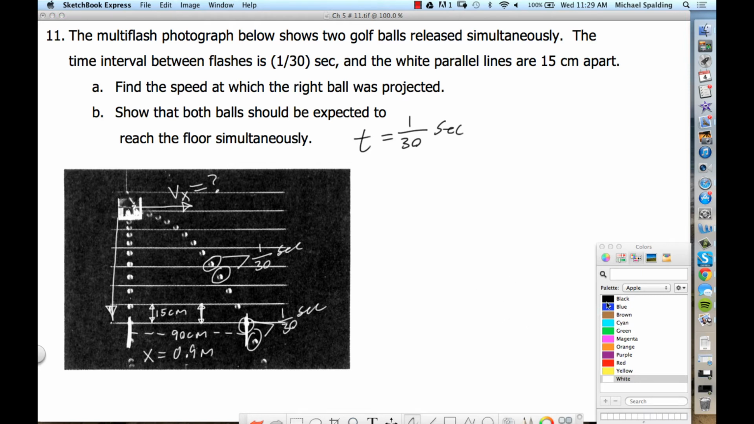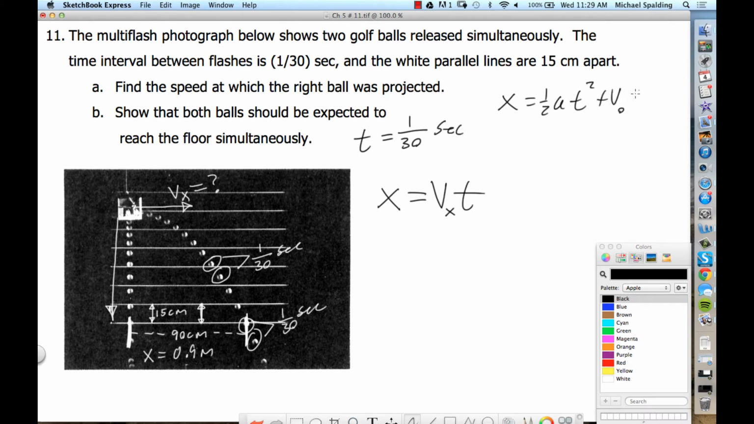Okay. Now, what's the only equation for the x direction? There's only one equation for the x direction. x equals vxt. Okay. You guys know why there's only one equation for the x? What's the reason? The acceleration is 0. Like, look, if you go x equals 1/2 at squared plus v initial t, what's the acceleration for the x direction? 0. So you're left with x equals v times t.